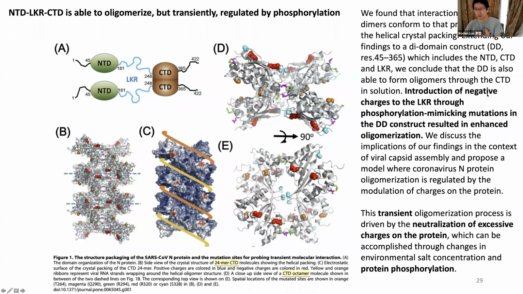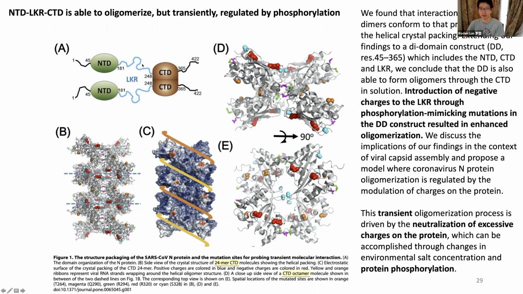you can see here, introduction of negative charges to the LKR through phosphorylation mimicking mutations in the dimer. I forgot the abbreviation for DD, but it means this didomain. So it has NTD and CTD, so it's didomain construct, and the oligomerization of that is enhanced. So there might be some regulation mechanisms by this phosphorylation at LKR.